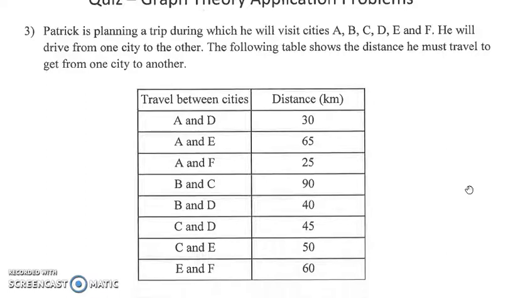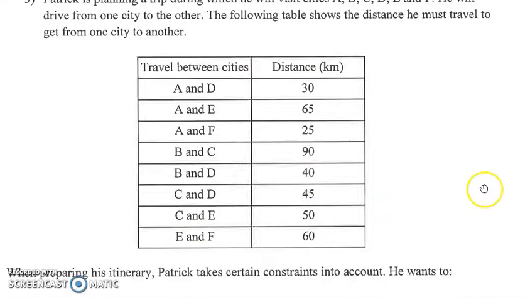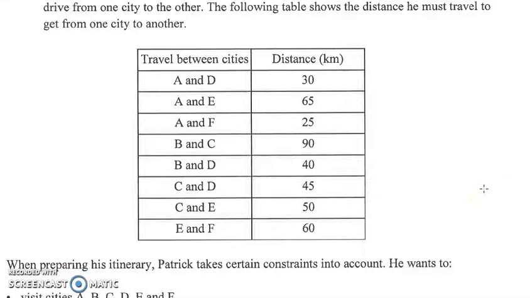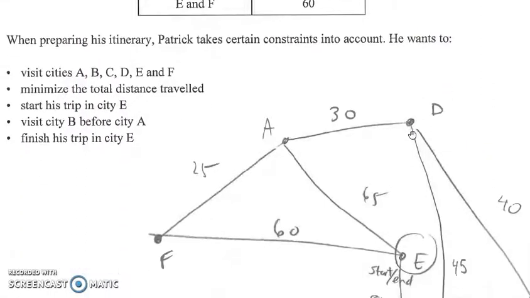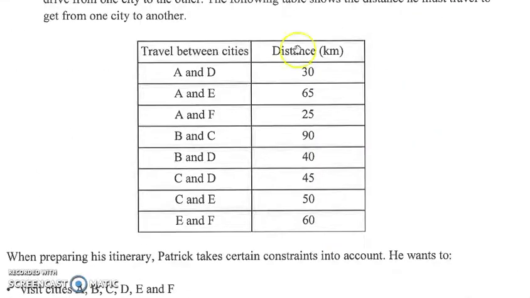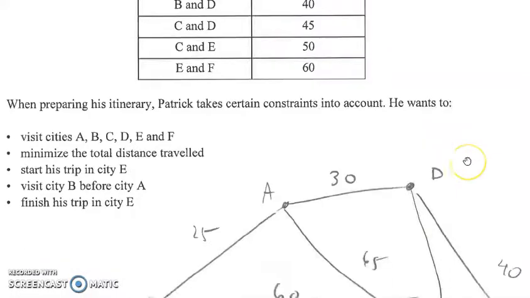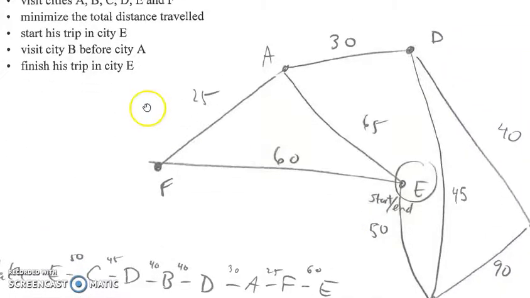And finally, question 3. Patrick is planning a trip. He's visiting a bunch of cities. What I did was I drew this out as a graph. So I know that A and D are connected. I know that A and E are connected, A and F, etc., etc. I turned that table into a graph. And then I started looking at the criteria.